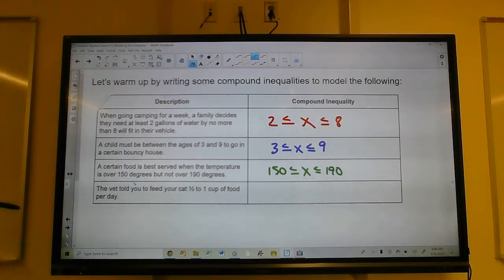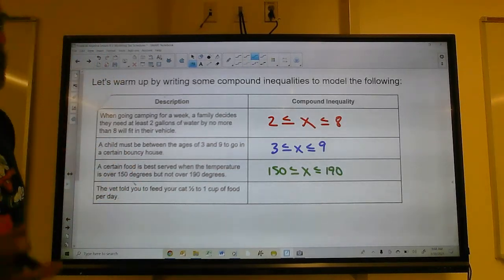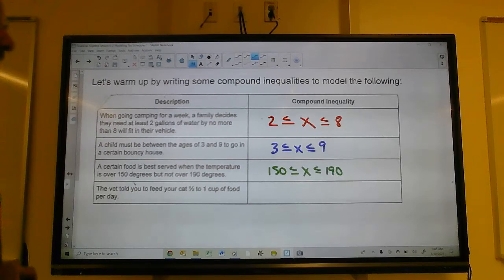Okay, last question here. The vet told you to feed your cat a half to 1 cup of food per day. So pause the video, write it out, and then jump back on here.